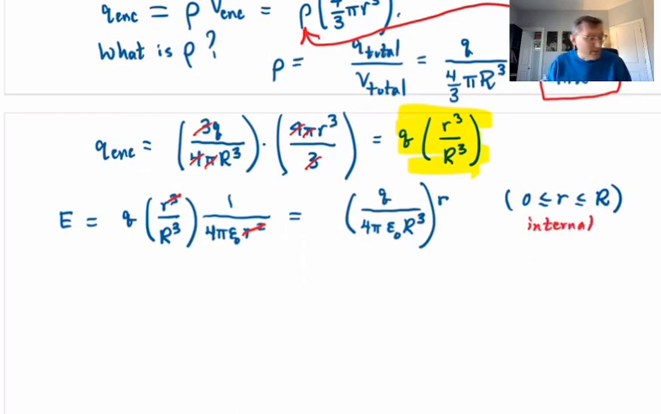Okay? Notice it grows linearly with r. The r is upstairs, and it's not an r squared, and it's not downstairs. It's upstairs. So when you're at any point in the interior of this solid, the electric field grows linearly with r as you go farther out. I do want to show you another way to write this result, okay? Because you'll see this sometimes.